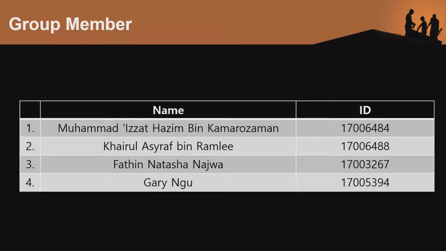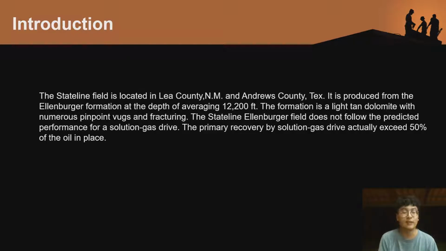We consist of 4 group members. The first member is Muhammad Hazim bin Kamarozaman. The second member is Khairul Asyraf bin Ramlee. The third member is Fathin Natasha Najwa. And the last member is Gary. I'm Gary, so now I'm going to talk briefly about the overview.